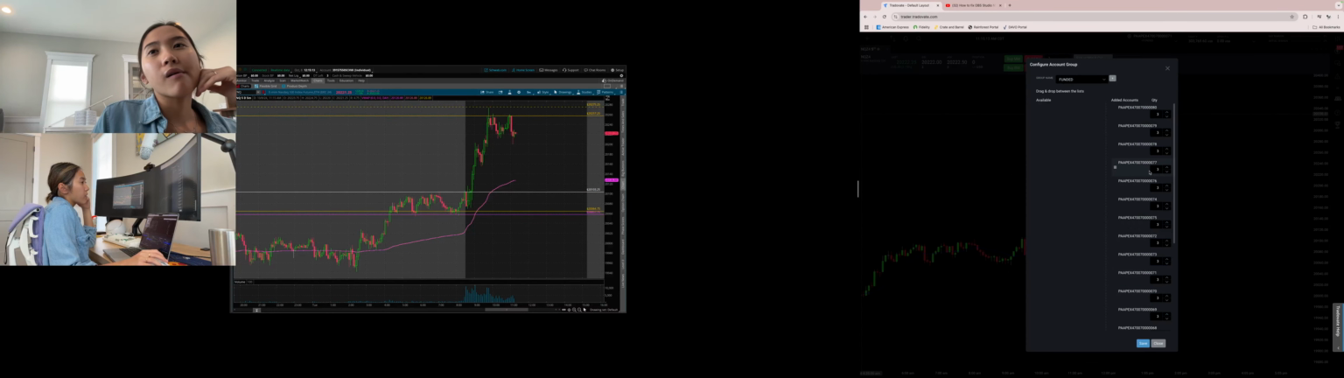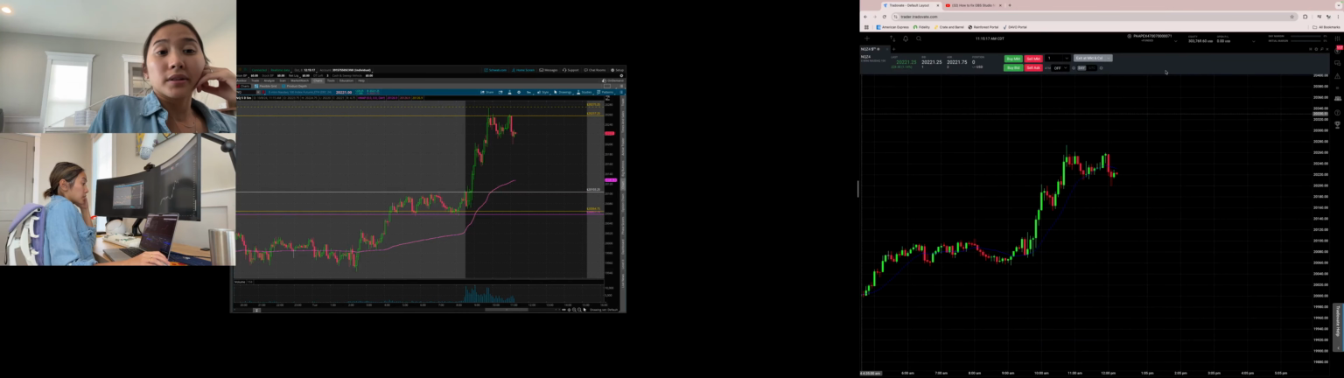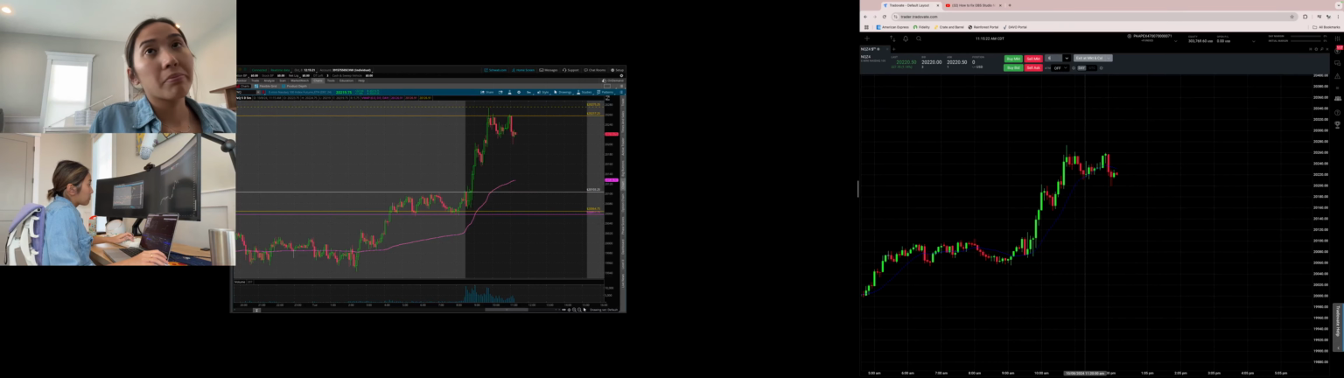And let's talk about high risk. I'm going to use 3 contracts per account. So that's 3 times 20 is 60 contracts. So I'll have to put 60 here.